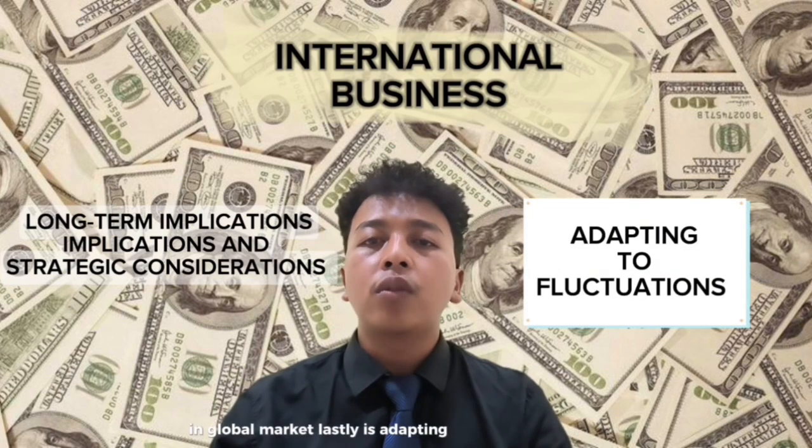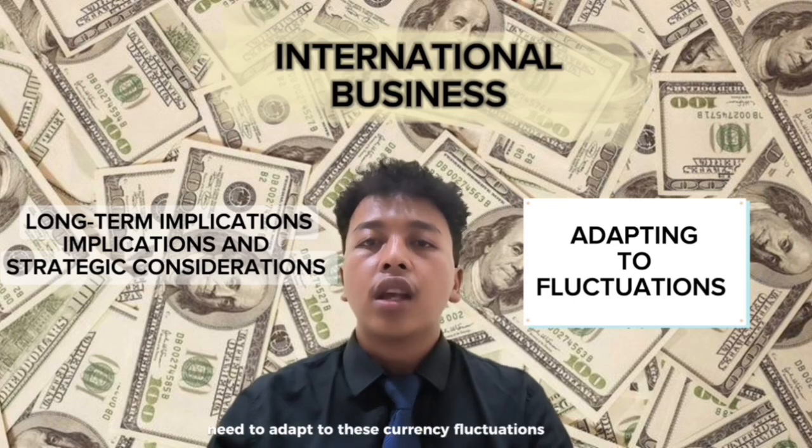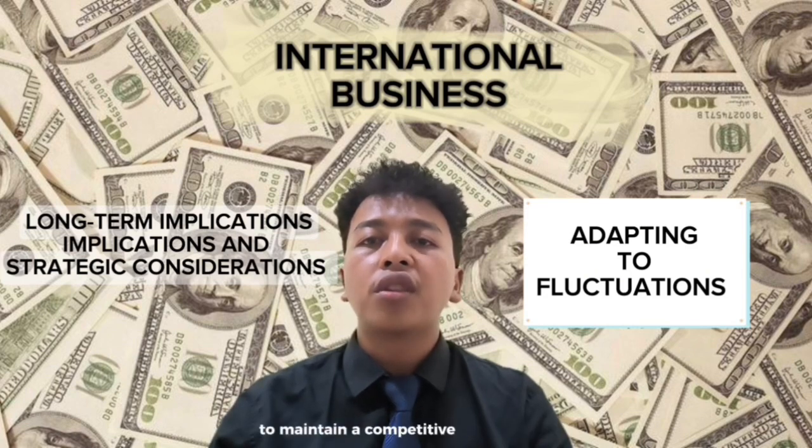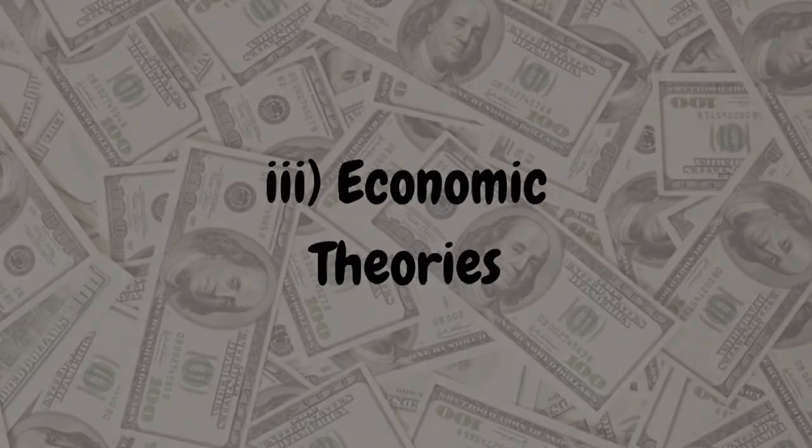Lastly is adapting to fluctuation. International businesses operating in or trading with China need to adapt to this currency fluctuation. Understanding global economic dynamics, business strategy and policy response is essential to maintain a competitive edge in the complex world of global trade. Thank you, Azad.